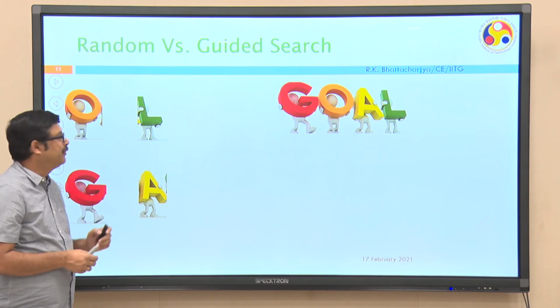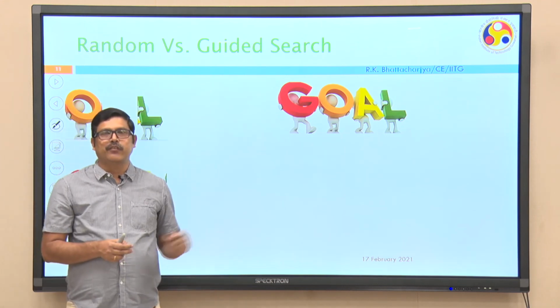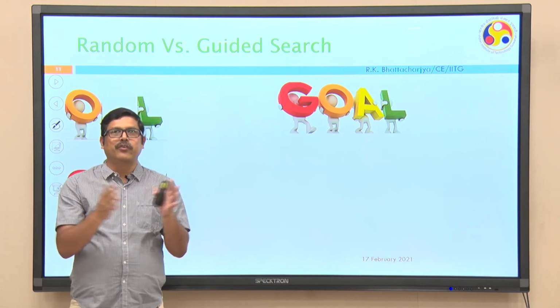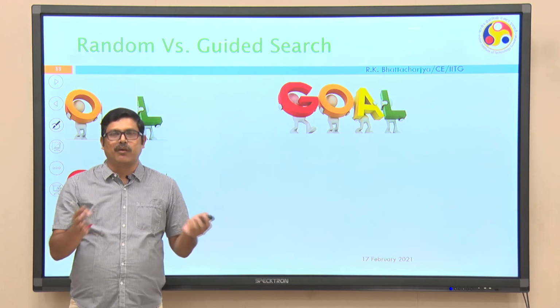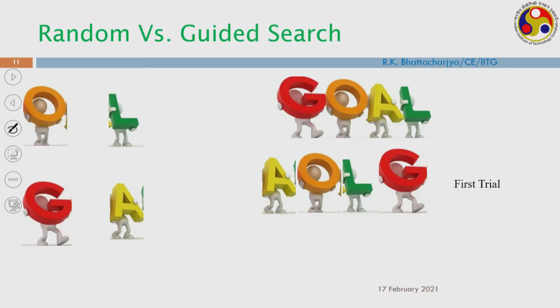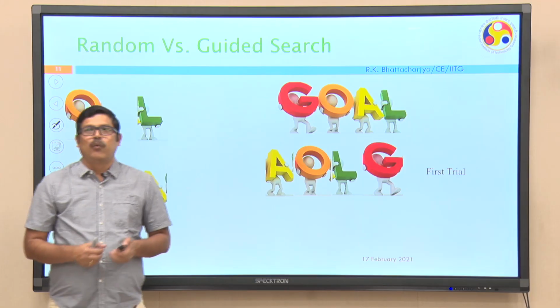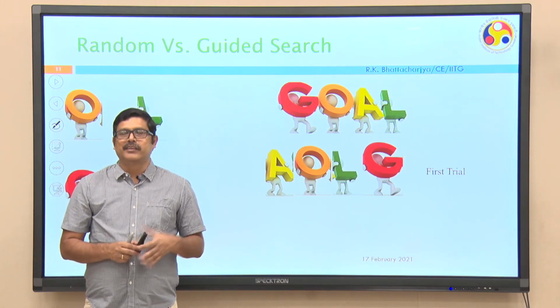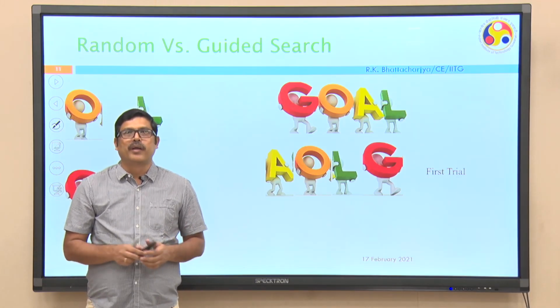So, your objective function is this. The objective is that you try to create this particular word, and the first trial is AOLG. So, this is the first trial, you have arranged something like that. Then I will say that this is not the solution. So, I will say no.